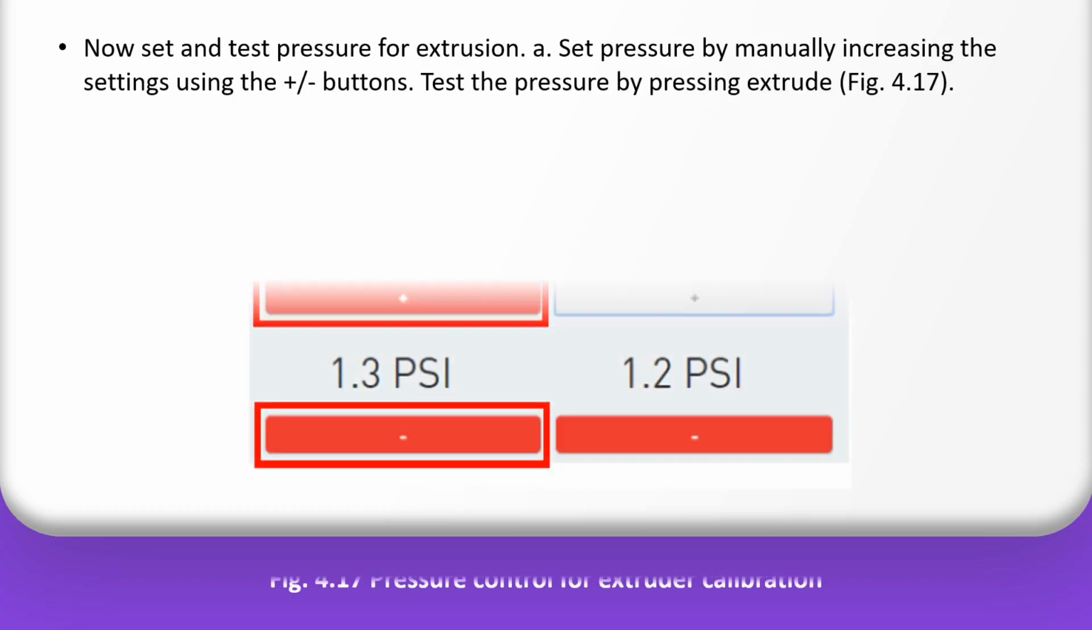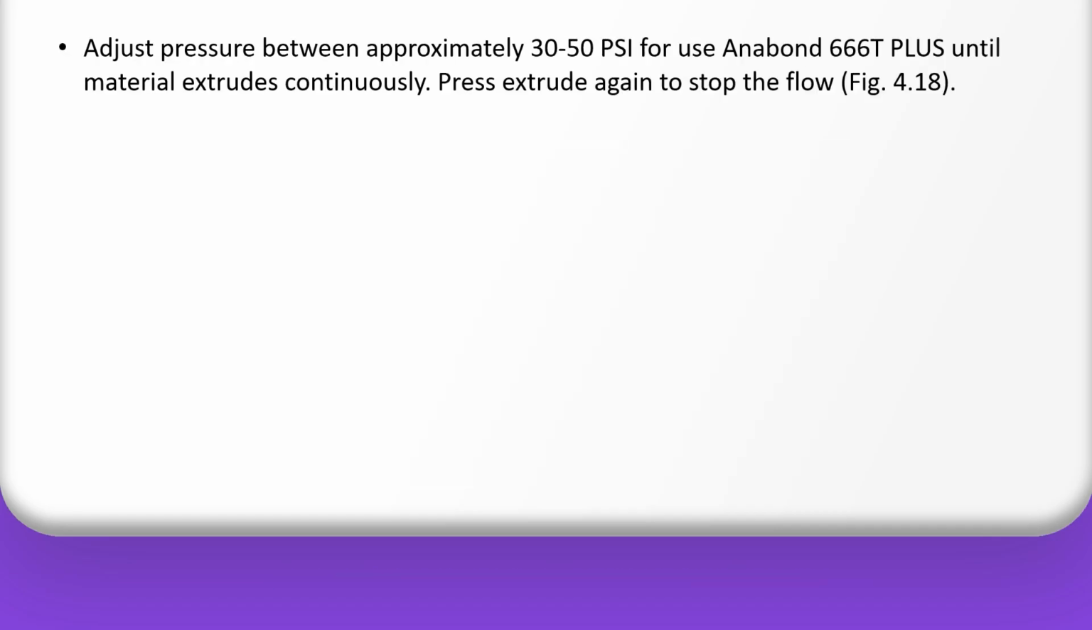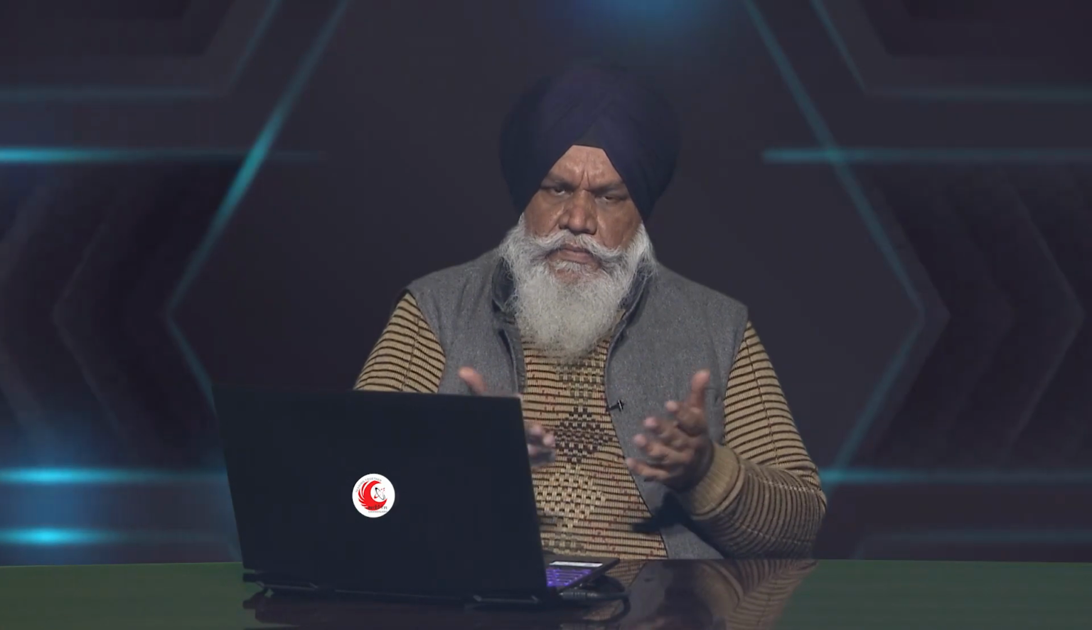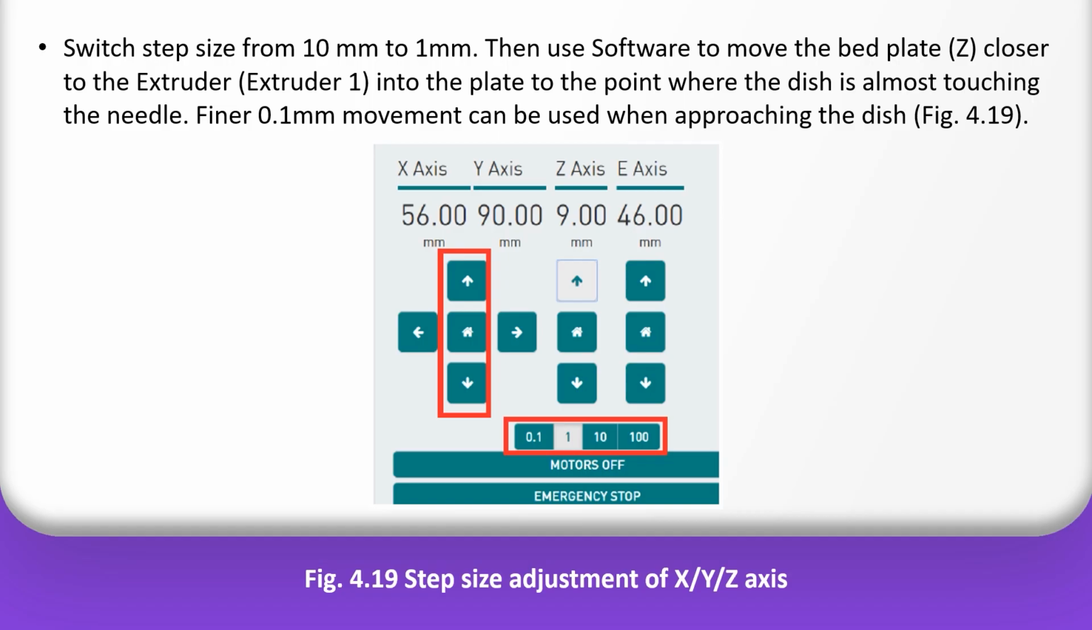For the calibration stage, we have a plus-minus button. We control the pressure as per the requirement, and we adjust the pressure between 30 to 50 psi for this specific material, like Anabond gel. This is of course a commercial gel, so for each type of gel I have to do a different trial and error to understand the exact pressure value. We press the extrude button, then stop the flow, so that we understand that the flow is uniform.